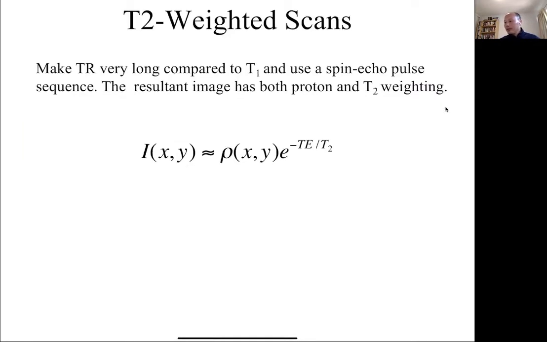For T2 weighted scans, basically we got rid of the T1 term, so we're just left with a proton density term and a term that's dependent on T2. And once again, now we want to try to maximize this contrast based on the T2.